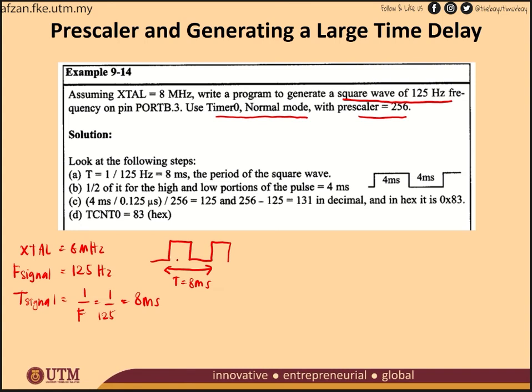But since you're going to generate a square wave, in which your square wave consists of equal logic 1 and logic 0, you know that logic 1 is 4 milliseconds, and logic 0 is another 4 milliseconds, and you get a total of 8 milliseconds. So this is your delay that you want to generate in your program.